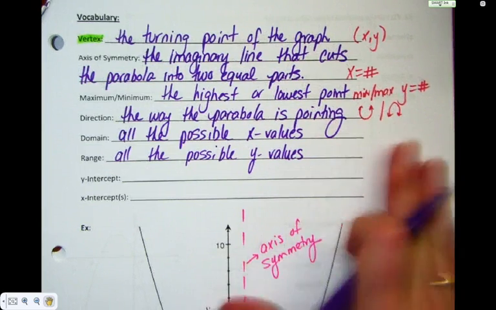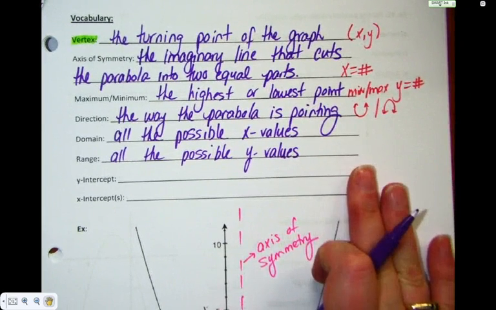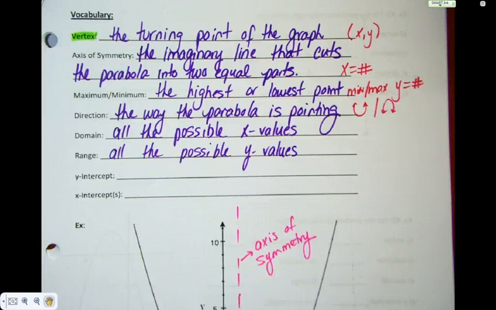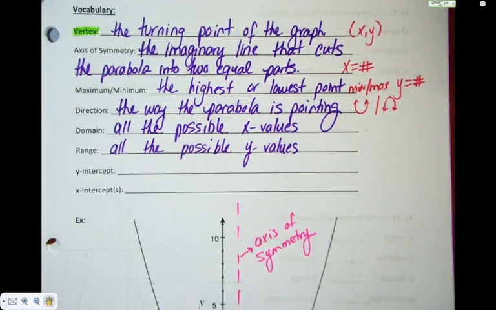I'm going to wait to show you how we write it because it really depends on the question. There isn't really one way I can just show you, so we'll talk about that in a second. X-intercept and y-intercept have not changed, whether it's a line, whether it's a parabola, whether it's something else.